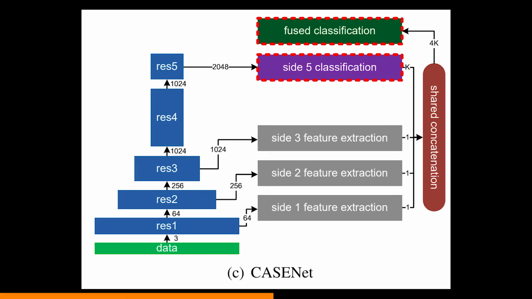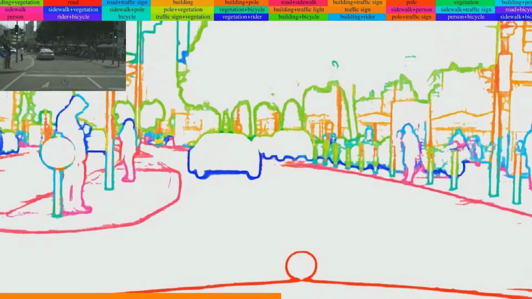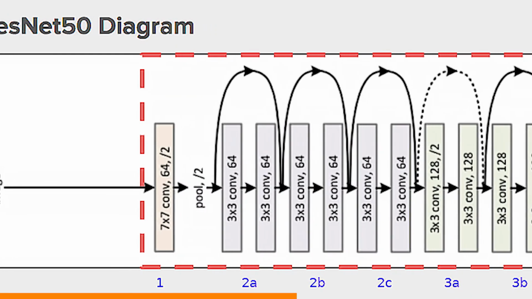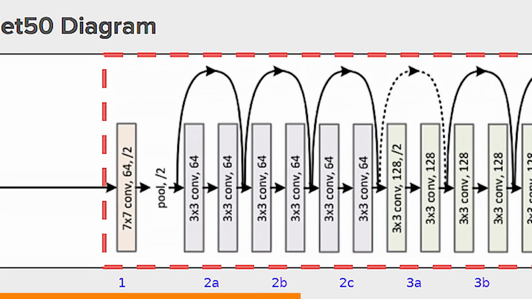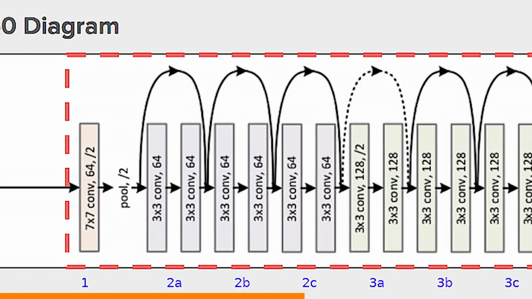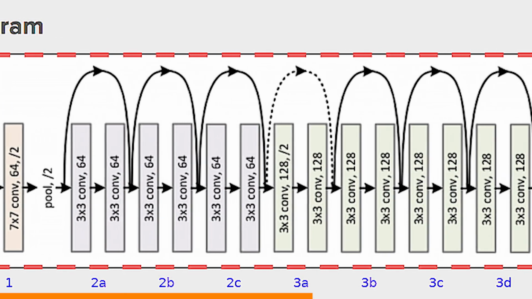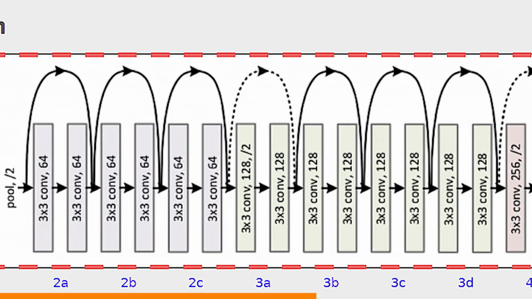To find these boundaries, I looked into CaseNet, a neural network that has been trained to find edges in complex scenes based on ResNet 101. ResNet stands for Residual Neural Networks, and they allow some layers to be skipped, like shortcuts, which effectively simplifies the network and improves the learning process.